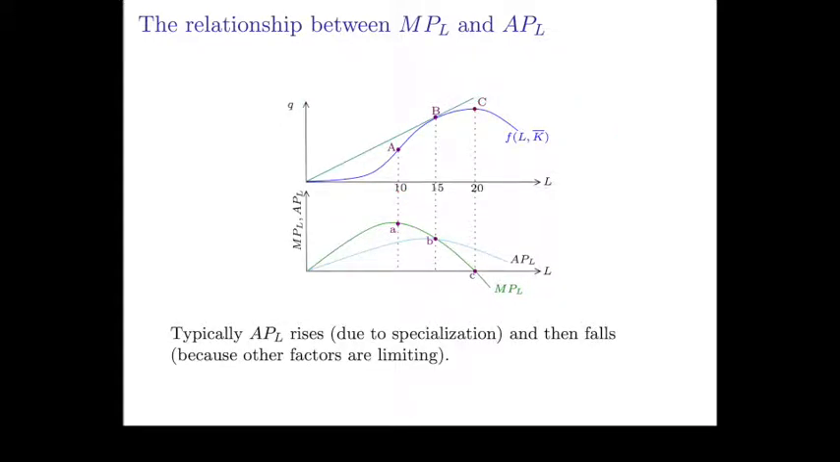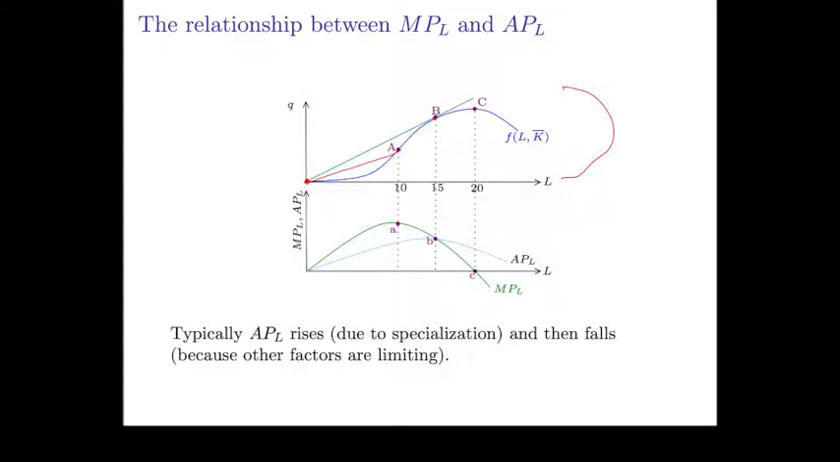Now, how do we figure out what the average product is from this picture? Well, look at this line here from the origin to B, for example. Or you could do the same thing from the origin to A. If you draw a straight line from the origin to any given point on the curve of this production function, the slope of that straight line is going to give you the average product. Now, why is that?